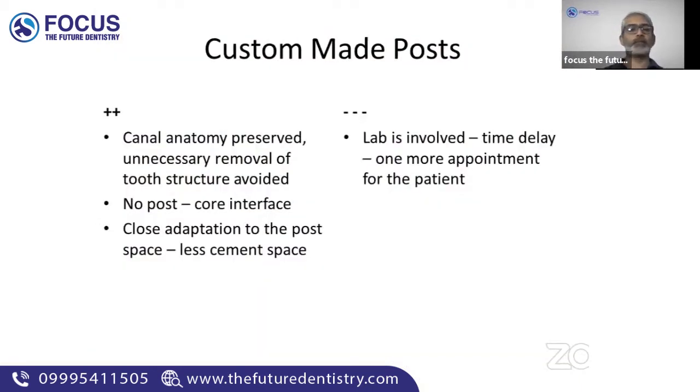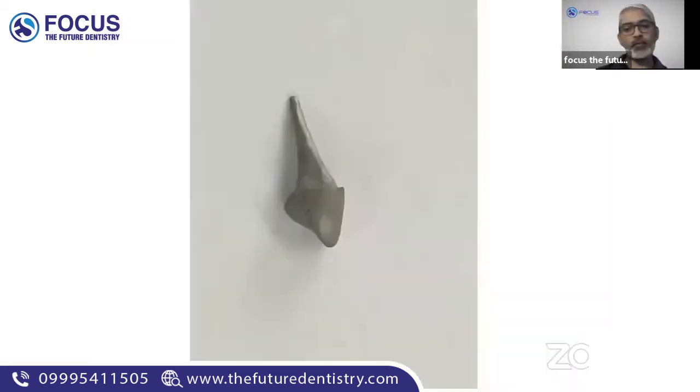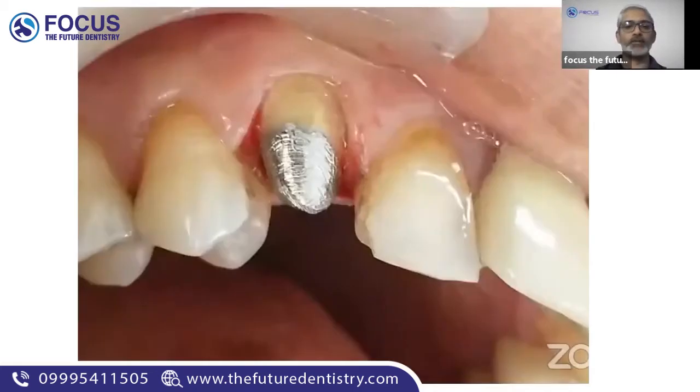But the only problem with custom-made post is that a lab is involved. You need to take the help of a technician to do the casting or the computer-aided milling. So that might end up in more appointments and more time for the patient. See, this is an example of an impression of a post space. Once the post space impression is made, it is transferred to the lab, and the lab makes this cast post. In this cast post, you don't have a junction between the post and the core. They are one unit, so there is no fracture at that interface. And once it is fixed, it's very neat and it adapts well to the tooth.